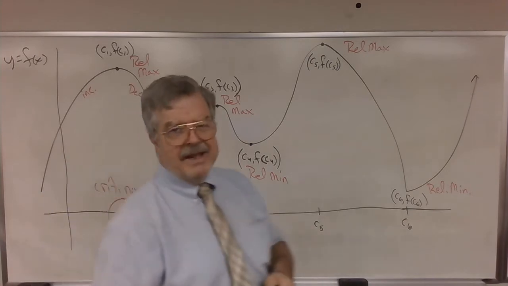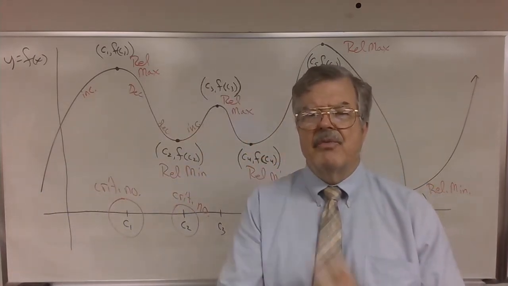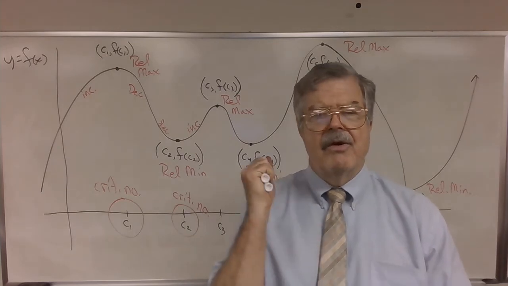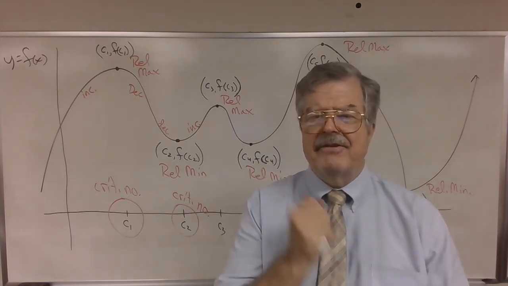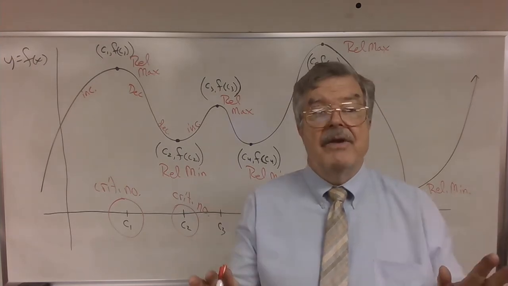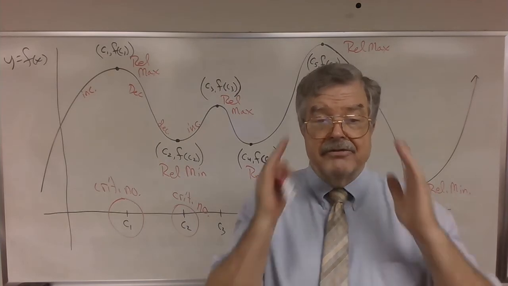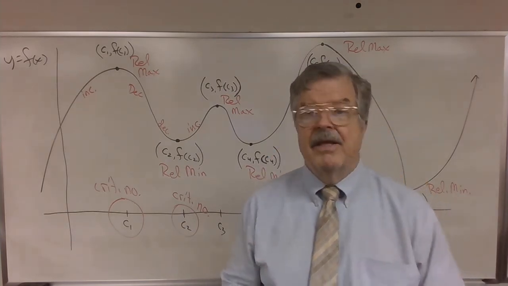I think we're getting to see the point. Any place that we have a relative maximum or a relative minimum, we have to have a critical number. If we don't have a critical number, we can't have a relative max or a relative min.